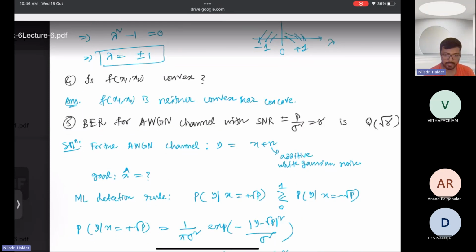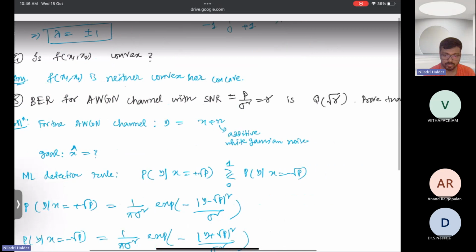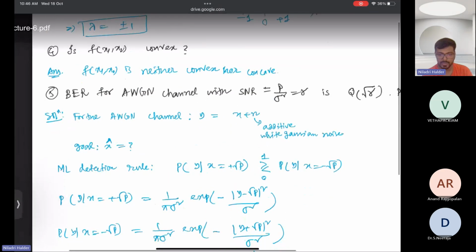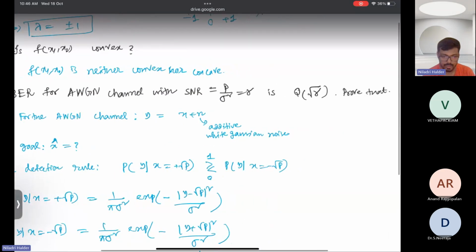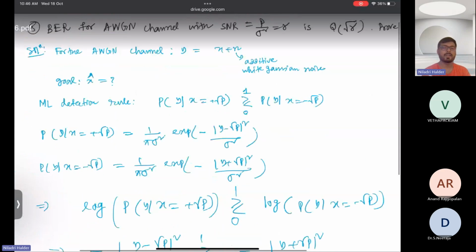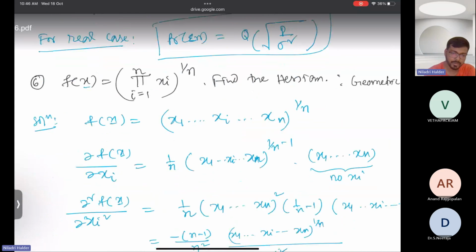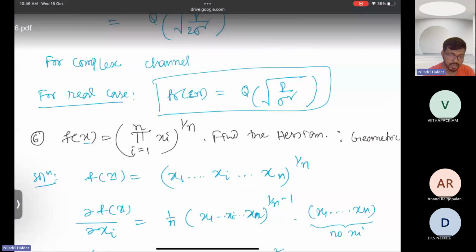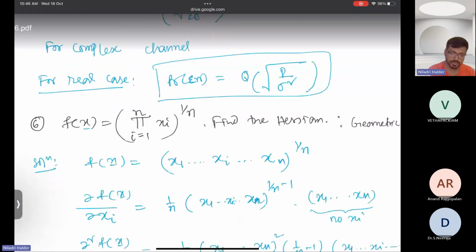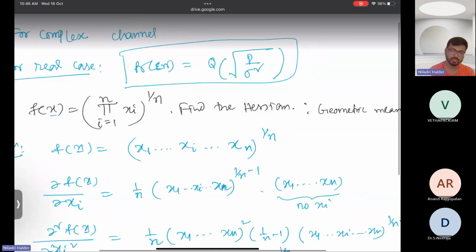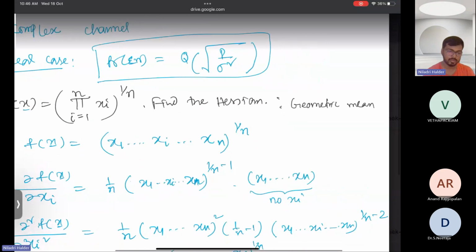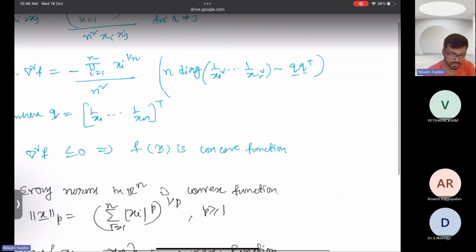Then B here: for an AWGN channel with SNR P by sigma square, gamma is Q of root gamma. Prove that. So how to find out? This is a lengthy process. Just for clarification, we have done in the class: if x is equal to this thing, find the Hessian. Same question. We need to show that this function is convex or not. So that is done here.